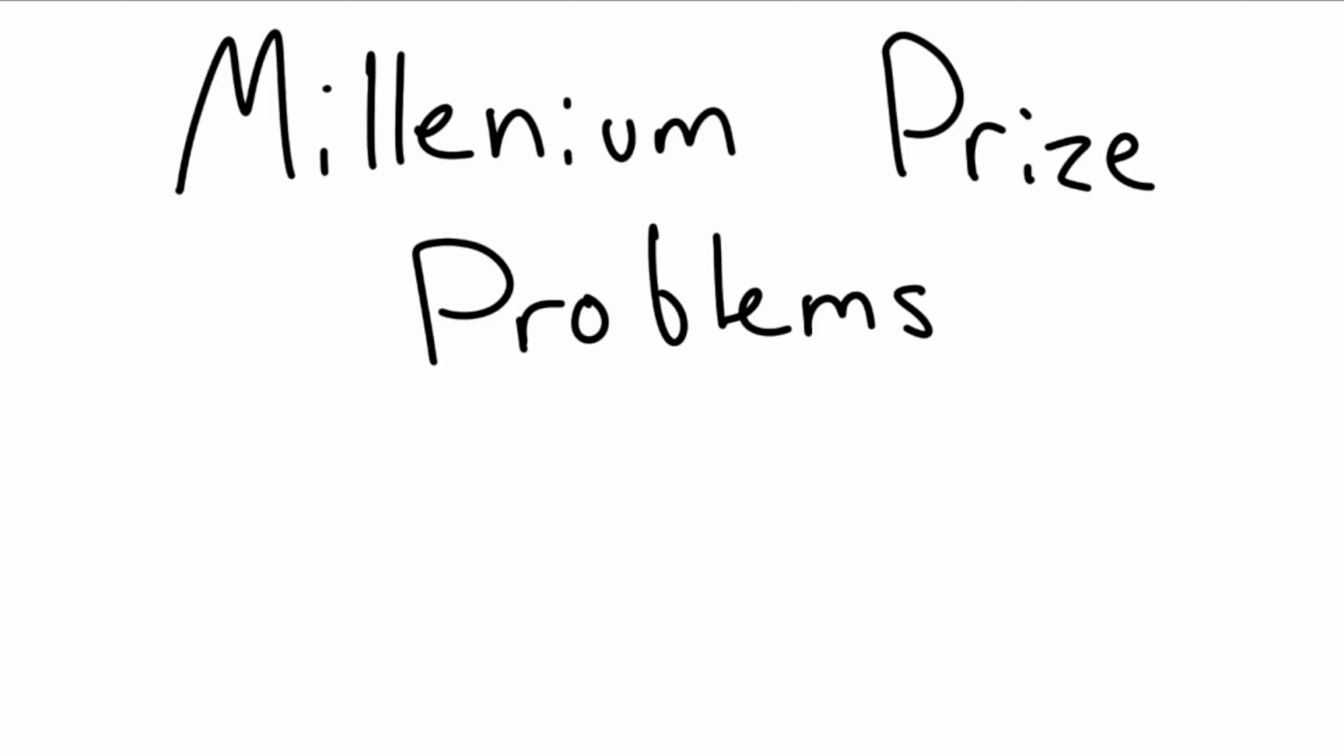P versus NP is from the Millennium Prize problems. Millennium Prize problems are math riddles that are really, really hard to solve. If someone came up with a solution, they would get $1 million. But don't get your hopes too high, because they're really, really hard riddles. Today we're just going to look at one of them, and you'll see why it's so hard.